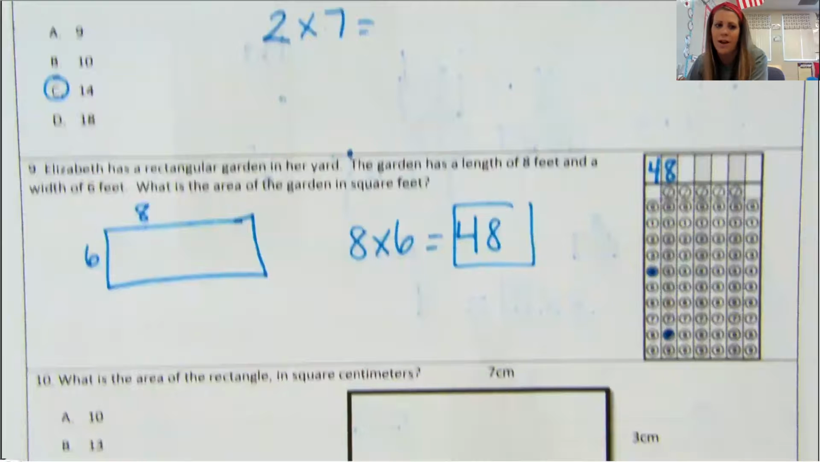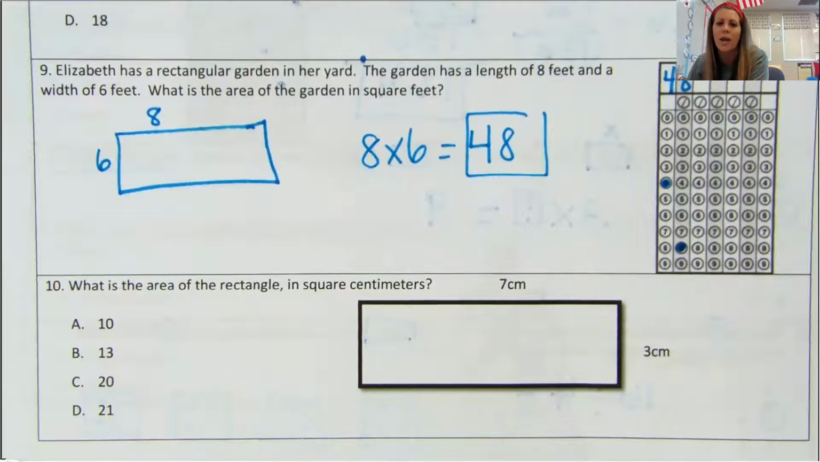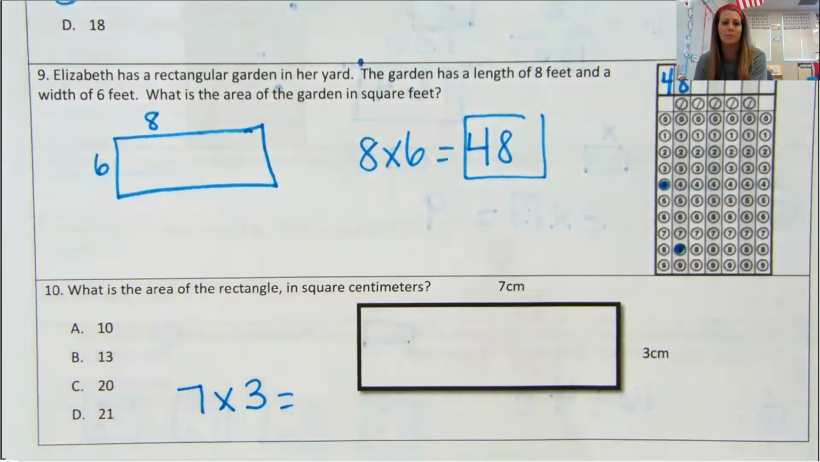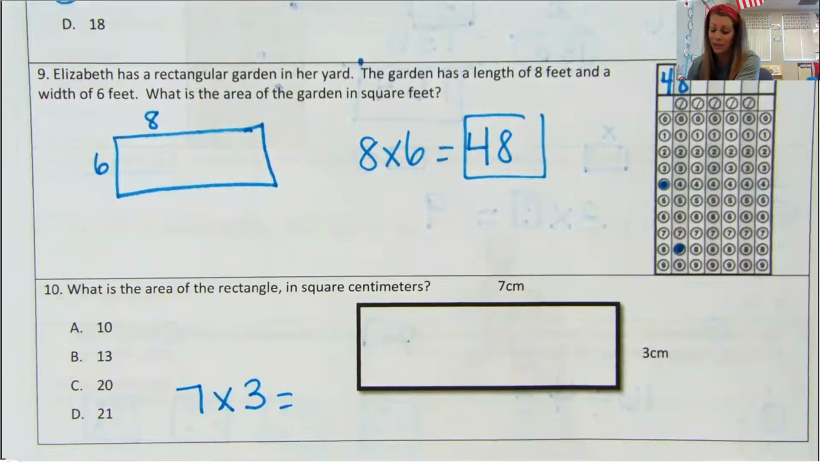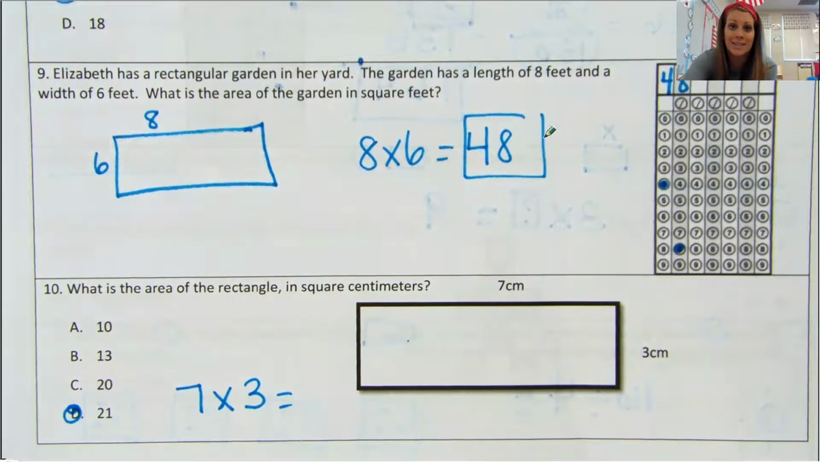All right, last one, my friends. What is the area of the rectangle in square centimeters? Go ahead and solve it. All right, so by now we know length times width. So you should have written down 7 times 3. And what is 7 times 3? What did you pick? Well, you should have picked D, 21. All right, you did it.